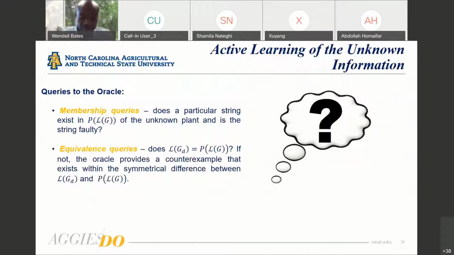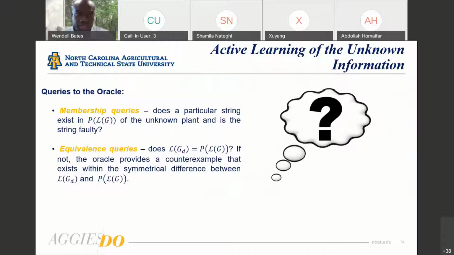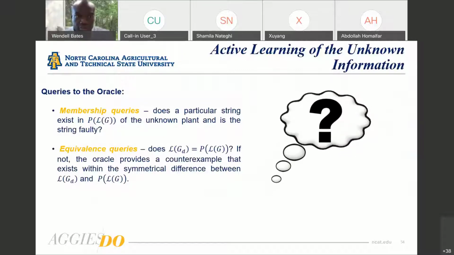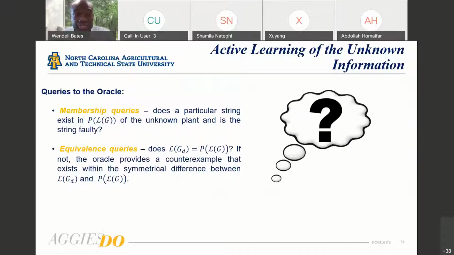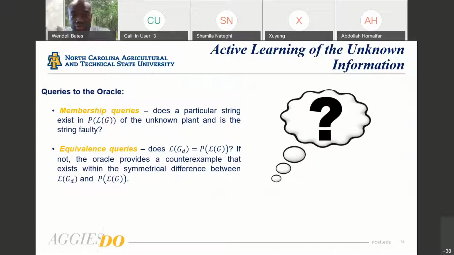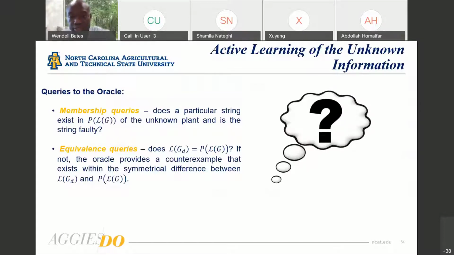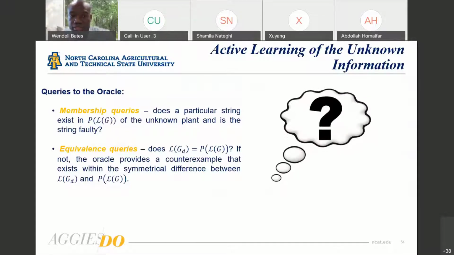And so in order to begin this, when we get into the active learning part of learning the unknown information, we make queries to an oracle. And 2 queries are membership queries: does a particular string exist in the projection of the language of the system? And is the string faulty? And then we have equivalence queries, which say, does the language of our diagnoser equal the projected language of the system under analysis? If it doesn't, then the oracle provides a counterexample that exists within the symmetrical difference between the languages.